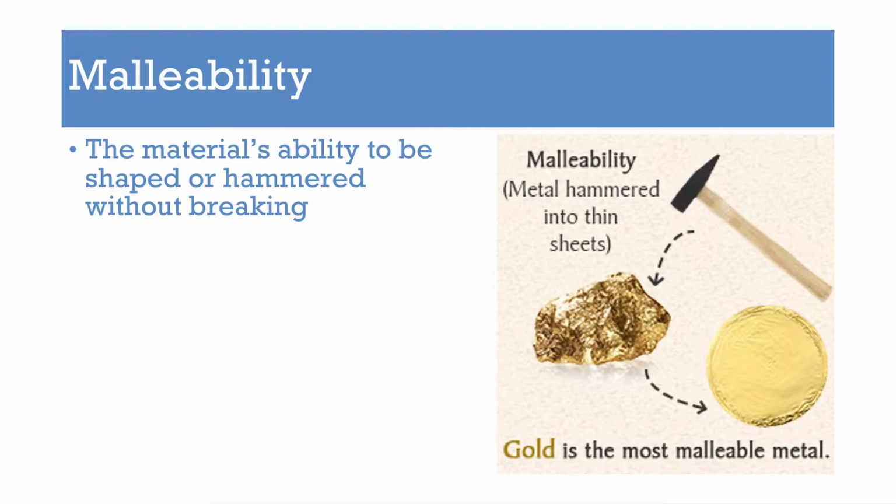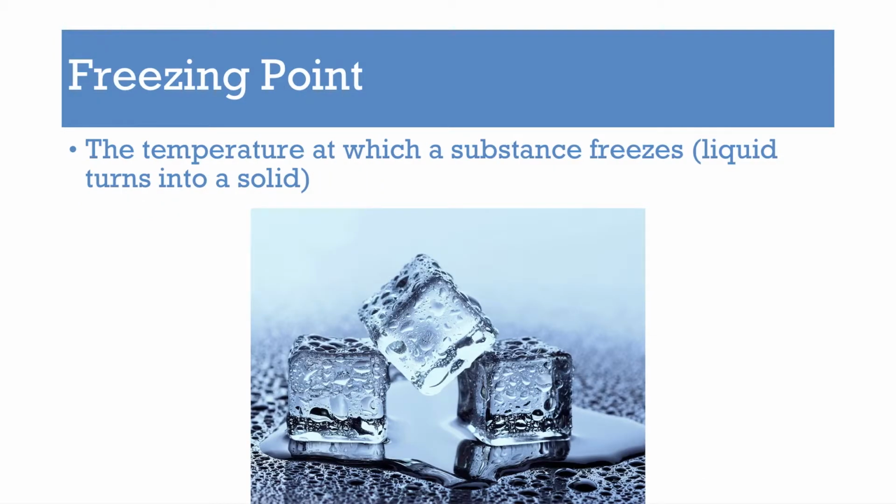Malleability means something can be shaped or hammered without breaking. So gold, for example, is the most malleable metal. It's able to be shaped and molded into different shapes without breaking. You're able to bend it without it snapping. If you tried bending, I don't know, a plastic ruler, it only bends so much and then it snaps. Malleability is also a property of metals, and we'll get into that when we talk about the different types of elements. But right now, malleability means something can be shaped or hammered without breaking.